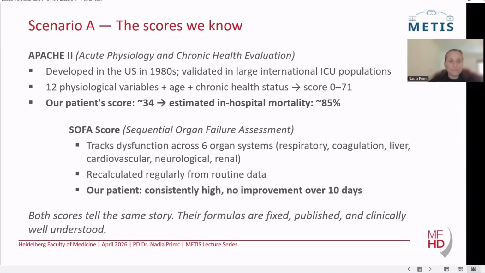Scenario A. In this first scenario, the team uses established clinical scoring systems, specifically the Apache 2 score and the SOFA score. For those who do not know much about the Apache 2 or SOFA score, the Apache 2 score, which is short for Acute Physiology and Chronic Health Evaluation. So that's what Apache stands for. And this is one of the most widely used severity scores in intensive care medicine.